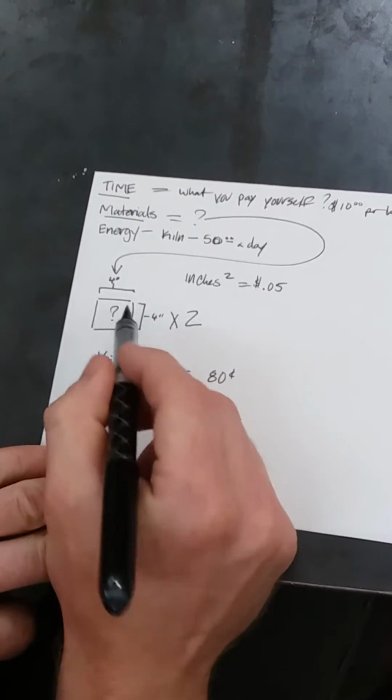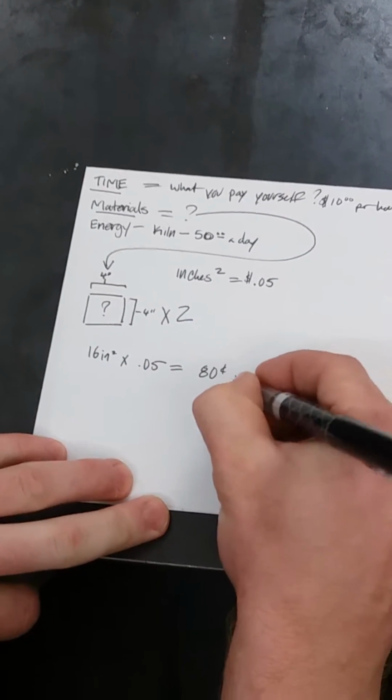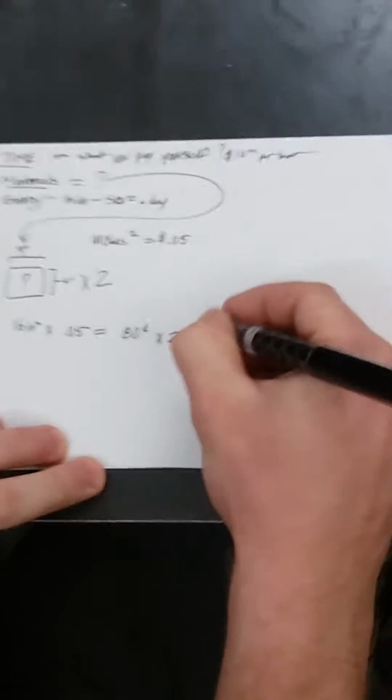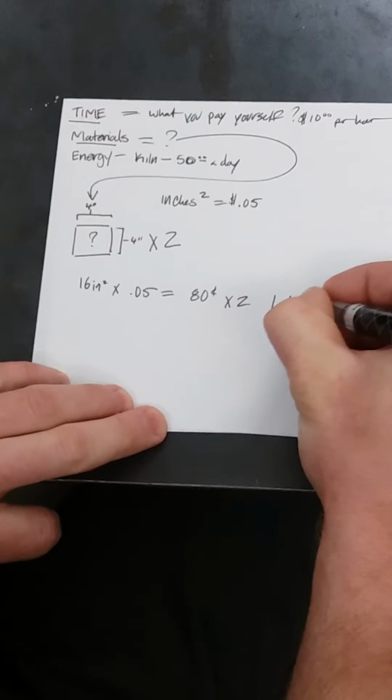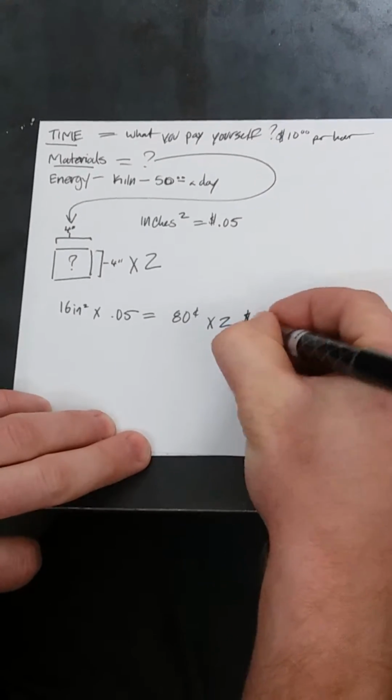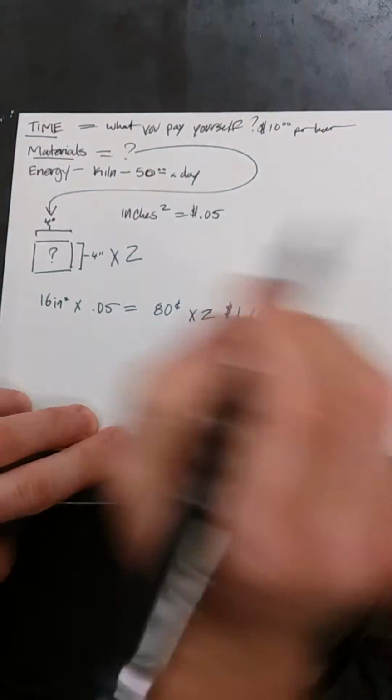We have 80 cents. We have to do 2 layers, so we multiply that by 2, and we get $1.60. And that is our cost for 2 layers.